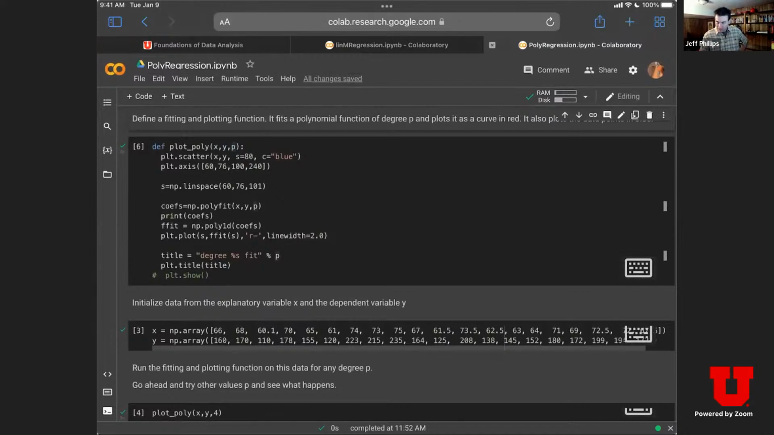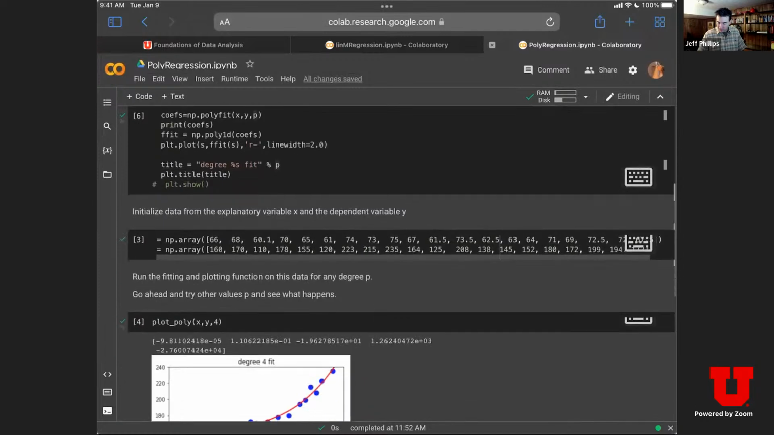So for any point S, that's going to be an x value, it'll evaluate the function. This is the built-in command for how this works. I'll draw this as a red line of width 2, and I'll write down the degree of the fit. Okay, so let's see this on some data.